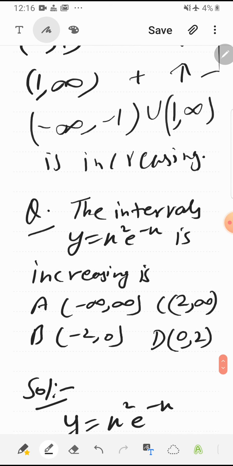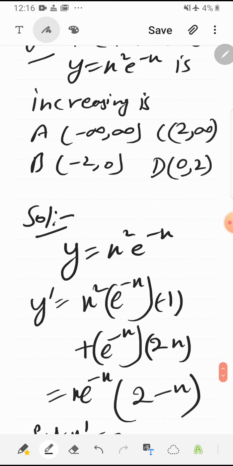Next question is, rather it's an MCQ, find the intervals where y is equal to x square into e raised to the power minus x is increasing. A, minus infinity to infinity, that means all real numbers, B, minus 2 comma 0, C, 2 comma infinity, D, 0 comma 2. So let's go by our routine procedure.